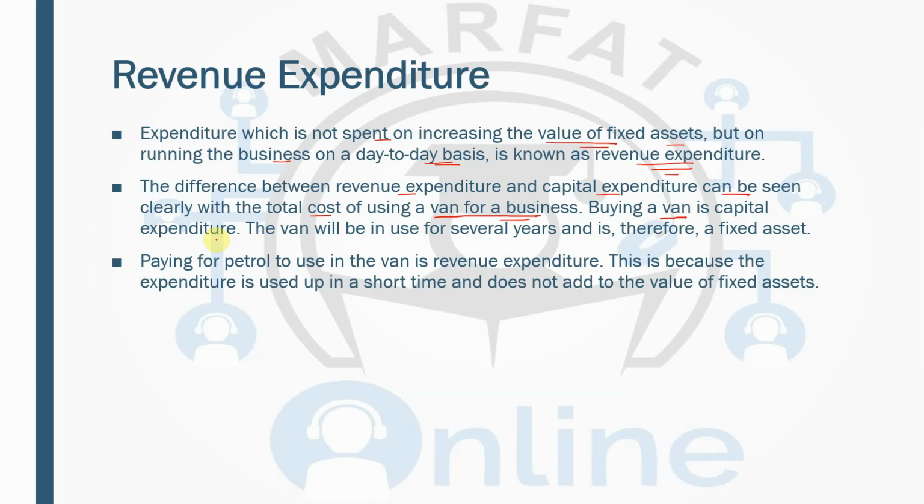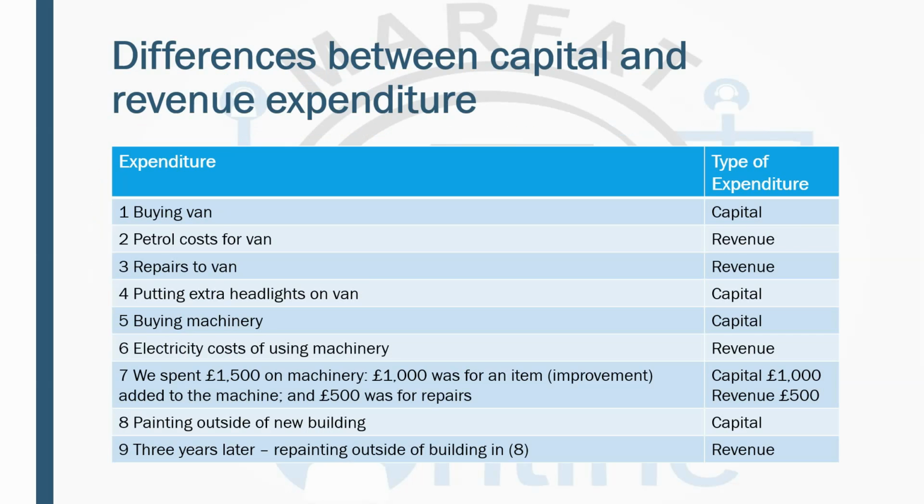Buying a van is a capital expenditure. The van is used for several years, so it is a fixed asset. So you are spending on a fixed asset, and this is for the acquisition. So this is the capital expenditure. Paying for petrol to use the van, which is a daily expense, is a revenue expenditure. So this is something you need to remember.